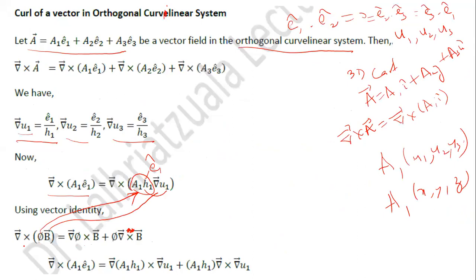So if you use this vector identity, A1 H1 is some scalar, grad u1 is some vector B. If you follow that, it will result in the gradient of the scalar A1 H1 cross product with the vector B, which is grad of u1, plus the scalar A1 H1 times the curl of the vector B. So this will represent B and this will represent your phi.